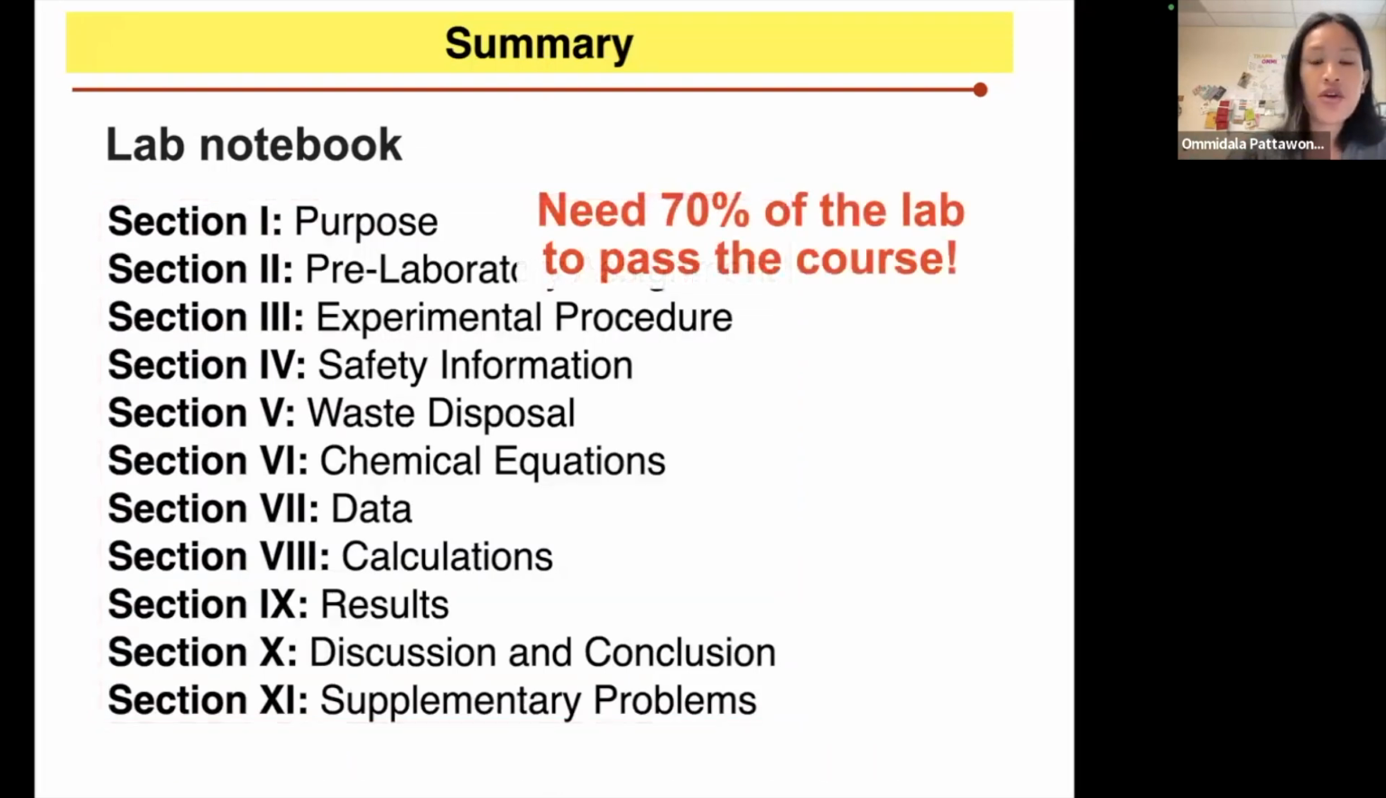A quick reminder: you will need at least 70% of the lab grade to pass the course. Even if you're earning an A on all the exams, if you are earning below 70% of the lab, you are going to end up failing the course.